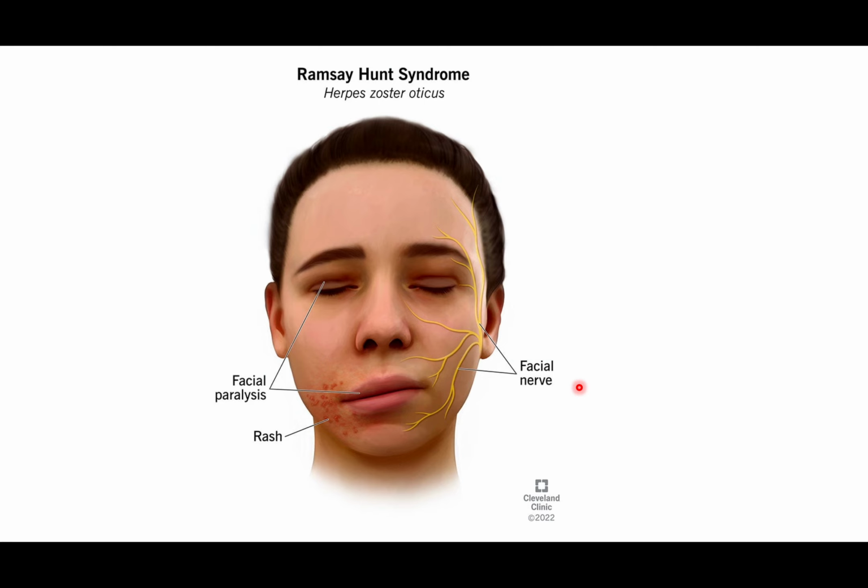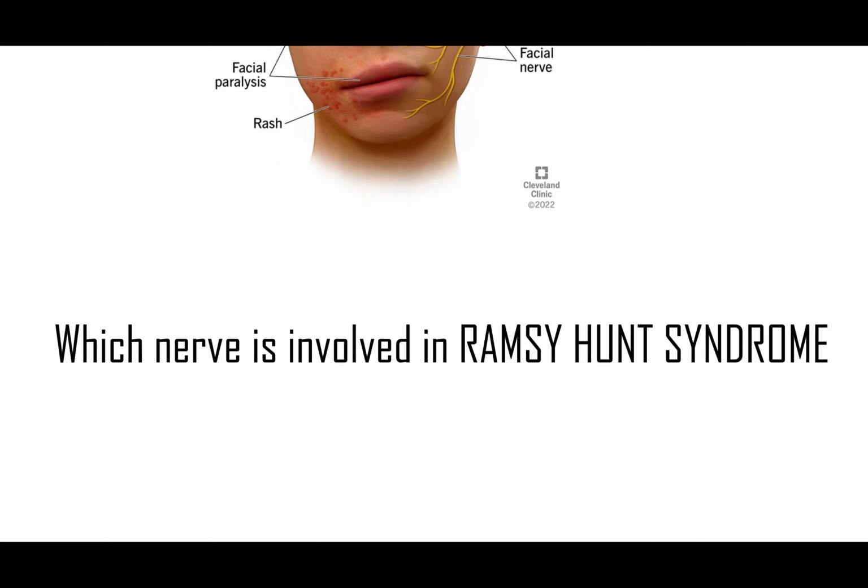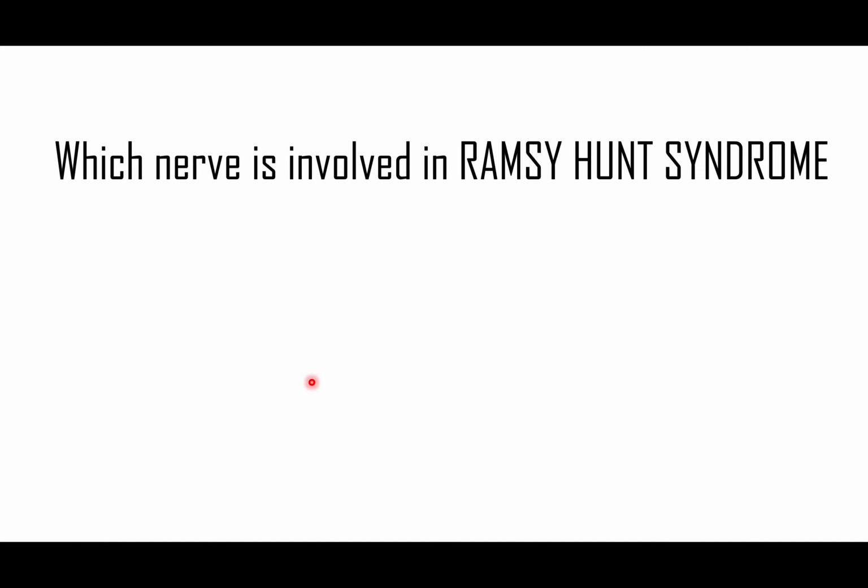So as we know, the main symptom of Ramsay-Hunt syndrome is facial paralysis. So we can easily say that there is some degree of facial nerve damage associated with Ramsay-Hunt syndrome. So we can say that the nerve involved in Ramsay-Hunt syndrome is the facial nerve.